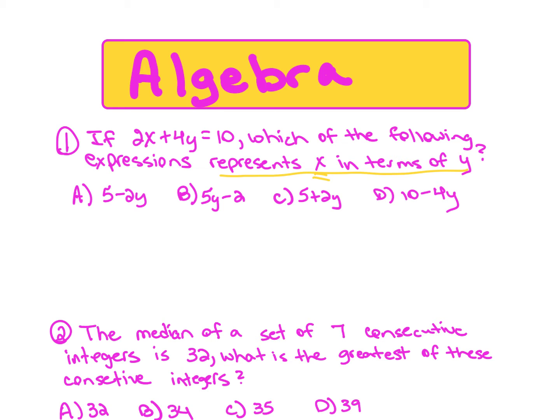And so if I take this equation, 2x plus 4y equals 10, and I solve it for x, that means I need to bring this 4y over to the right-hand side. So I would have 10 minus 4y, and then I need to divide everything by 2. So that means x would have to equal, if I divide 10 by 2, I have 5, and if I divide negative 4 by 2, I will have negative 2, and I have a y. So I have 5 minus 2y, which is A.